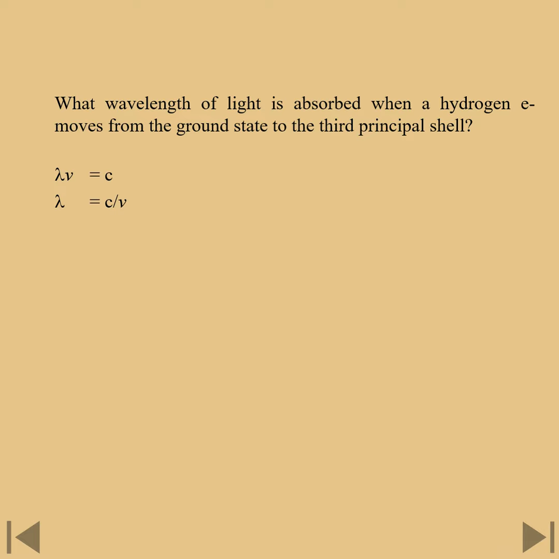Now we have c, but we don't have nu. Where are we going to get nu from? From the energy of light, where E equals h nu. And let's solve for nu. Do we have the energy?